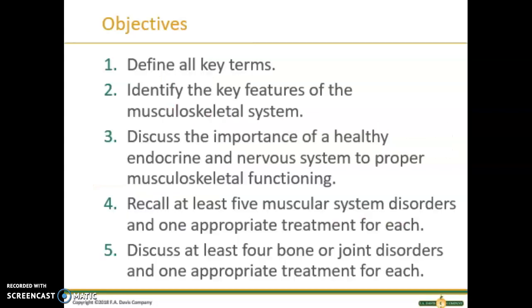The objectives for this lecture are to define all key terms, identify the key features of the musculoskeletal system, discuss the importance of a healthy endocrine and nervous system to proper musculoskeletal functioning, recall at least 5 muscular system disorders and 1 appropriate treatment for each. Discuss at least 4 bone or joint disorders and 1 appropriate treatment for each.